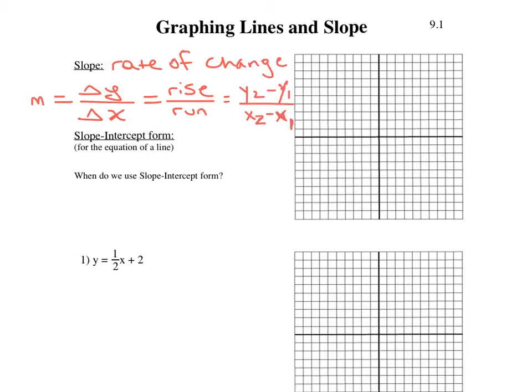All right, so there we have it. Slope again, rate of change. It's the change in y over the change in x. Remember, these triangles are actually a delta. It just means change in. We have rise over run, and then we have y2 minus y1 over x2 minus x1.